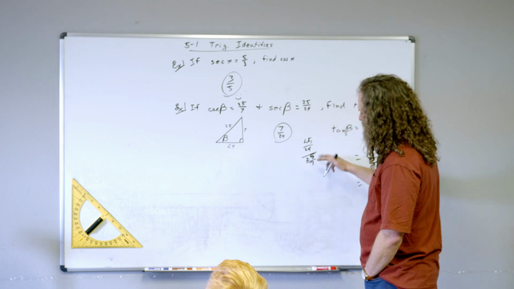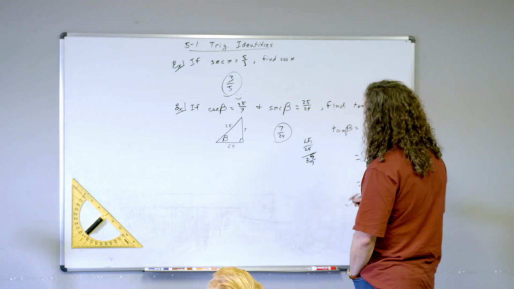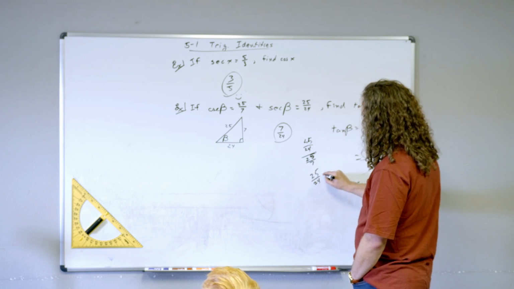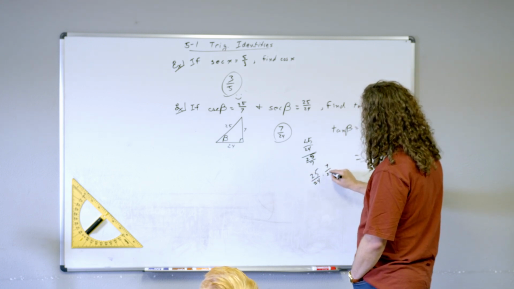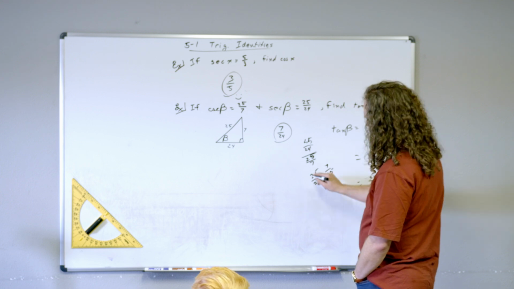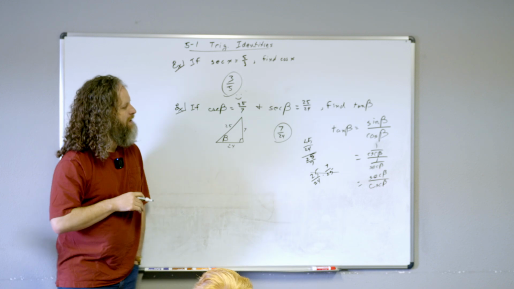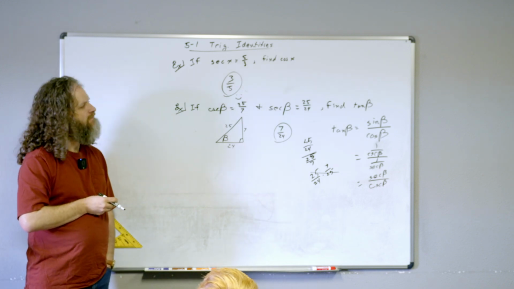25/7. Flip the bottom one and multiply. Get 25/24 times 7/25. What happens to the 25s? They cancel. So the answer is 7/24. So either way, you get the same answer, yeah? But that was a lot more complicated.